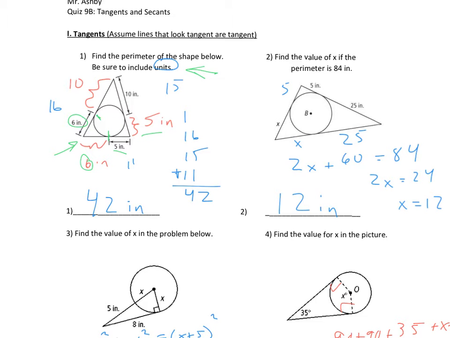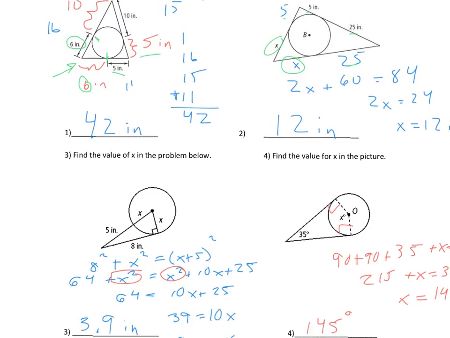The second question is pretty similar to that. The only difference is now instead of trying to find the perimeter, we're given the perimeter, we're trying to work backwards. So if this right here is x, that means that this would also be length x, 25 and 25, 5 and 5. So 5 plus 5 plus 25 plus 25, that equals 60. 2x plus 60 is 84. 2x is 24. X equals 12. So x is 12 inches.